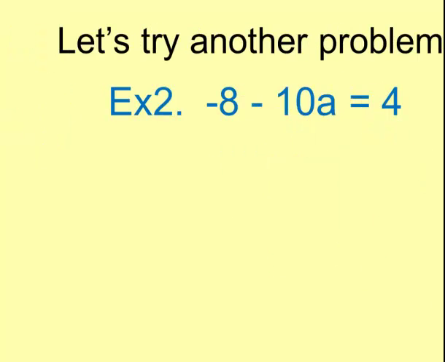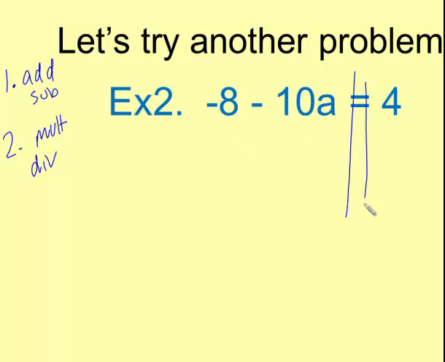Alright, we're going to check out another problem. Again, I'm going to write my two steps. My first step is do all the adding and subtracting that I can. Then my second step is do all the multiplication and division that I can. So, got my railroad tracks here.